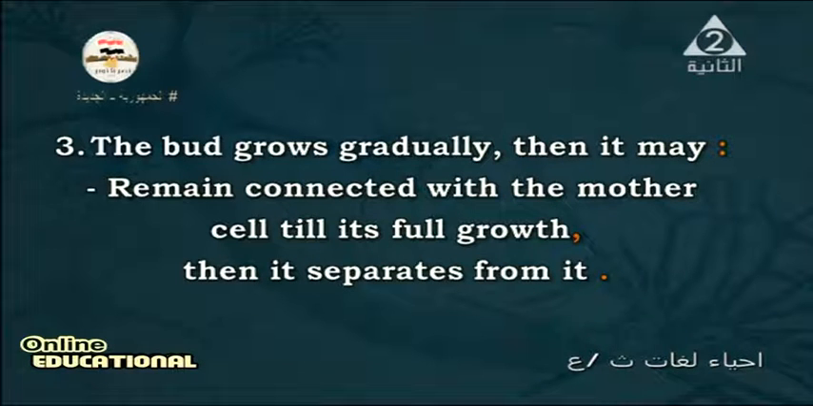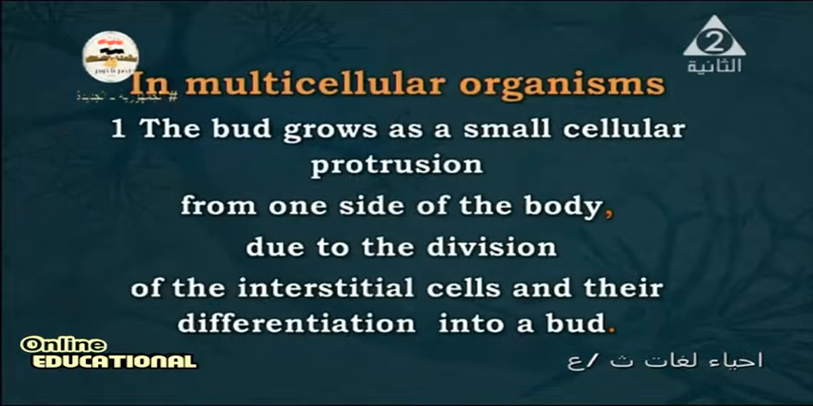How? If the bud is still in the mother cell, this makes a colony. The bud grows gradually. Maybe this bud goes out from the cell. When it goes out from the cell, it produces a new individual. But when this bud remains with the cell, what happens? It makes a group or colonies. In multicellular organisms, the bud grows as a small cellular protrusion or projection from one side of the body due to the division of the interstitial cells.